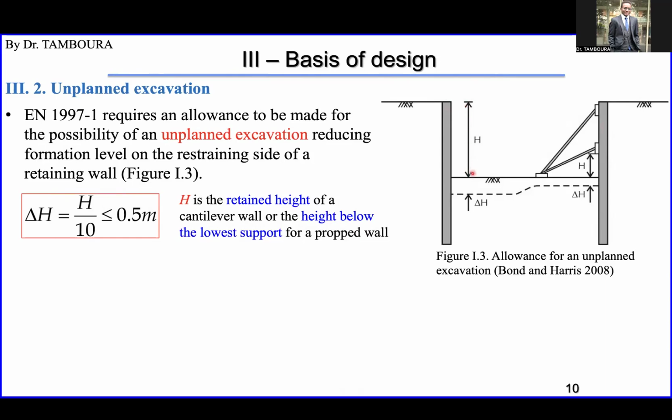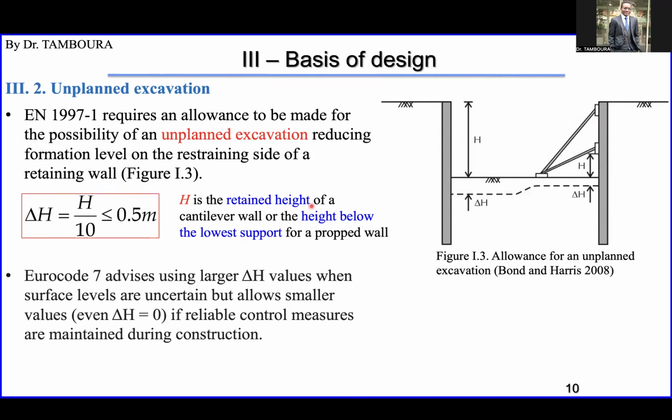But in your design, you have to consider H plus delta H. Okay, this is the meaning. But it should not be larger than 0.5 meter. Okay, you have to respect this limit also. It's normally this, but the maximum is 0.5 meter. Okay, we don't want to exceed that unplanned excavation.